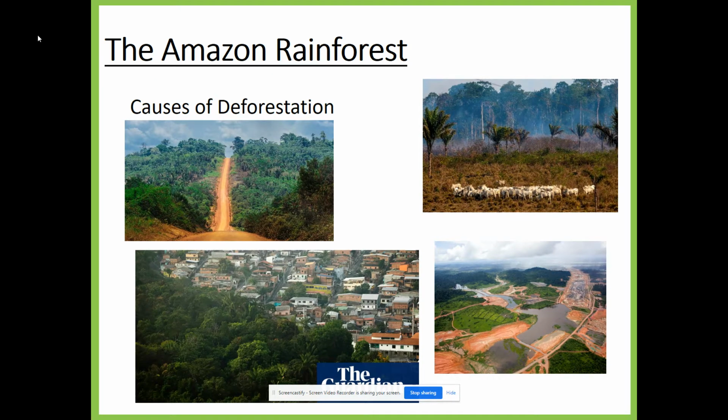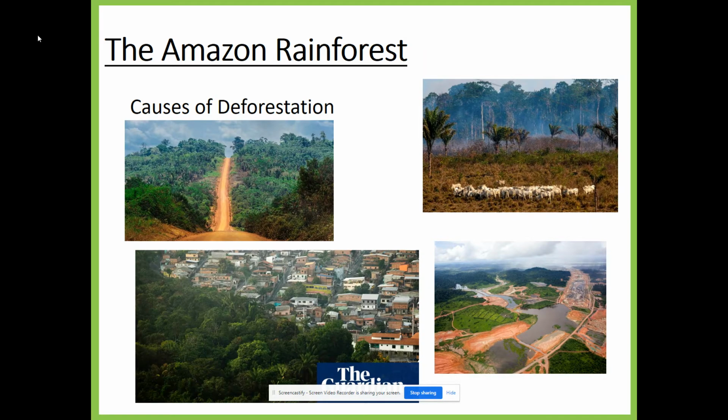A good idea, you might want to pause this video and then note down the different causes of deforestation. Have a look at the photographs, see what they represent, and then you could also see if you can add some of your own. Then play the video again and see if you've got all of them right or if there's any causes that you've missed.